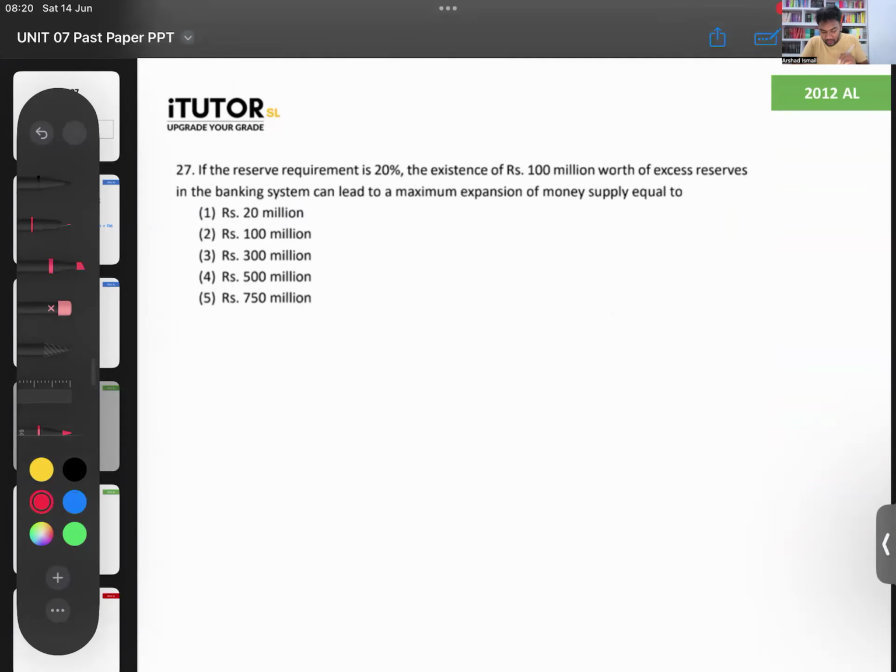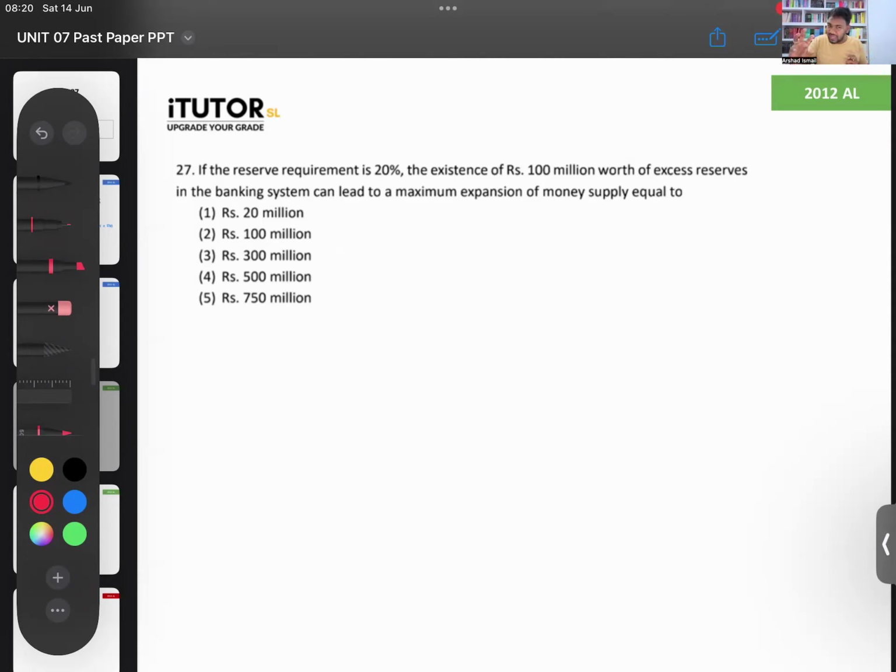2012, now, interesting question. They're saying the reserve requirement is 20%. So that's saying SRR is 20%. Right now, there is an existence of 100 million worth of excess reserves in this banking system. So the banking system is a collection of all the banks. Maybe this 100 million is with one bank, or maybe it is little by little in multiple banks. That we don't know.